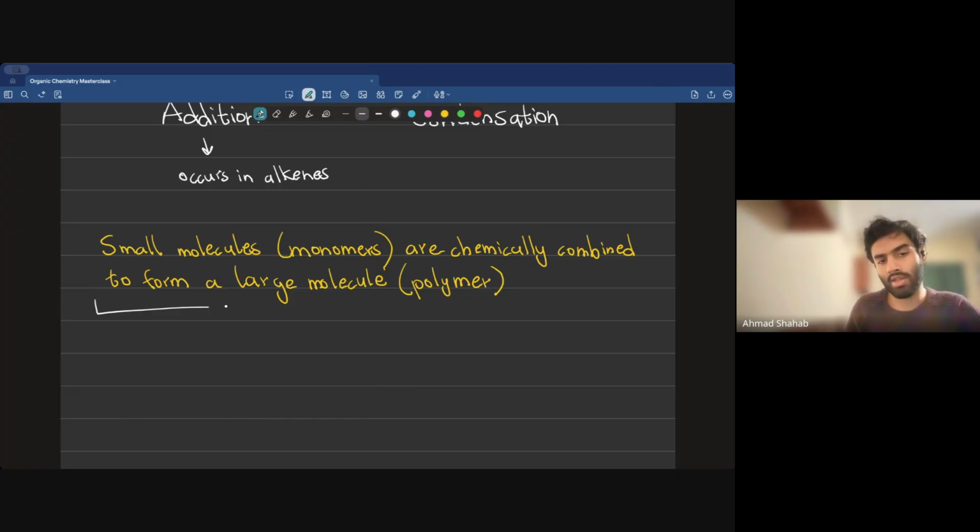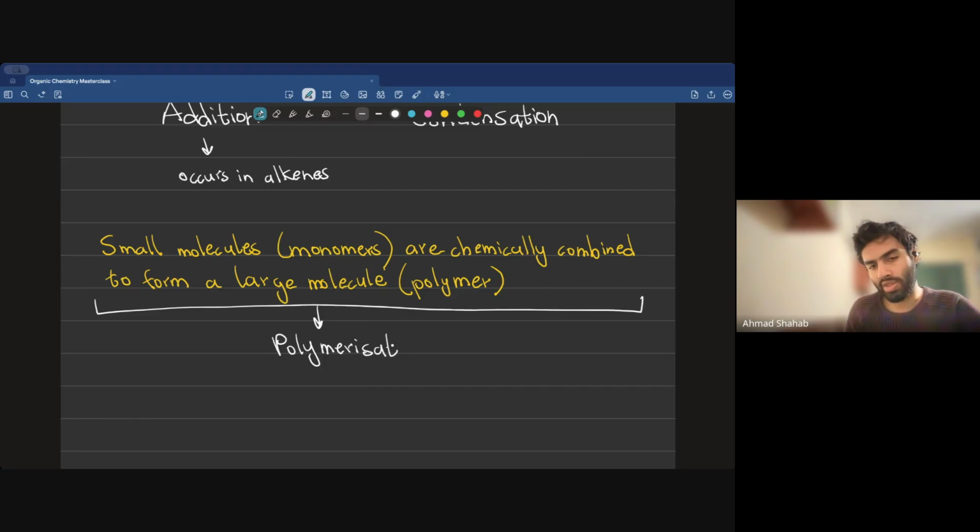This essentially is polymerization, right? Is this clear up till now? We will see how this works just in a bit. But is this definition clear?